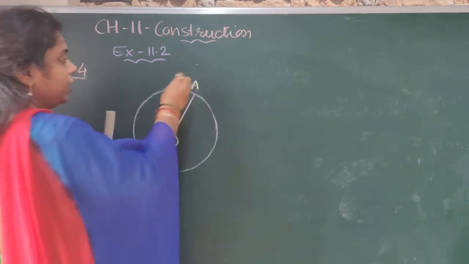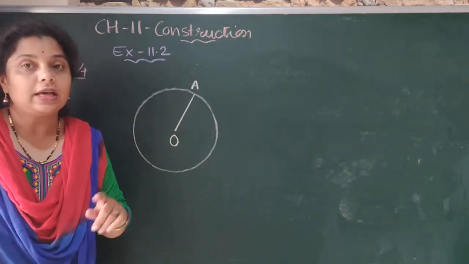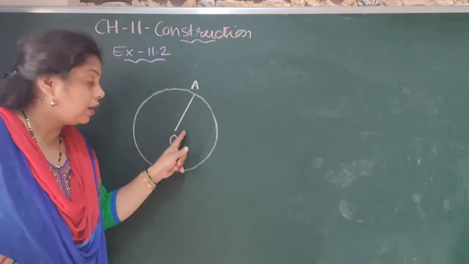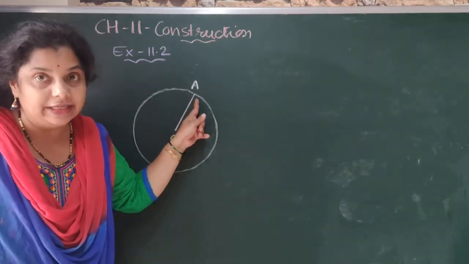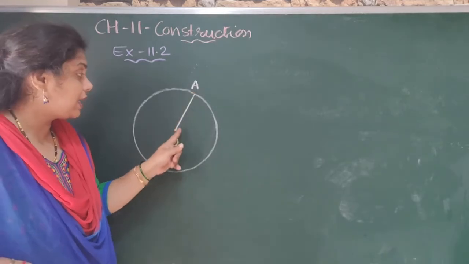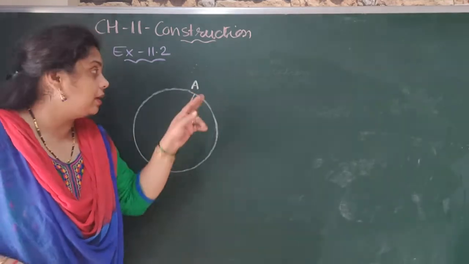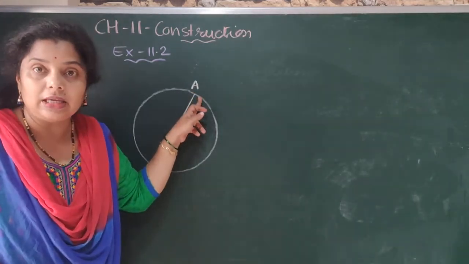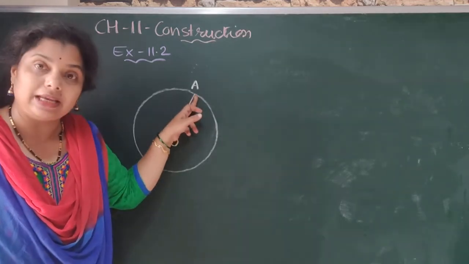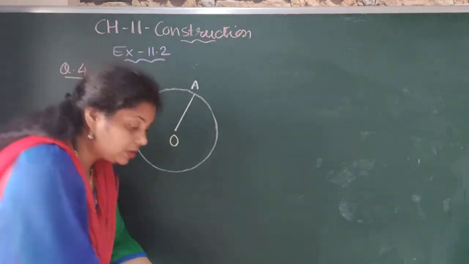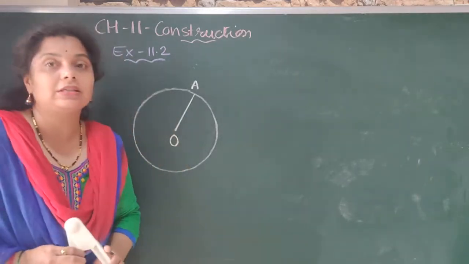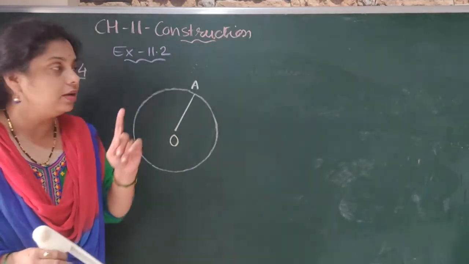Give name OA as a radius. As you know, we need here how much angle? 120. Here 90 we need. It means at both sides we have to construct angles: at point A, 90, and at O, 120. So the first step is to construct a 90 degree angle at A.